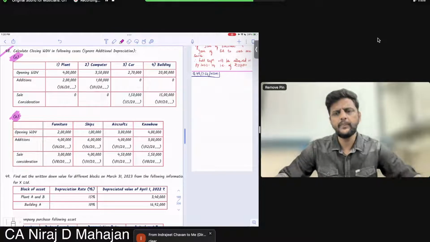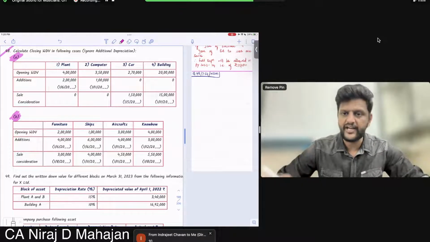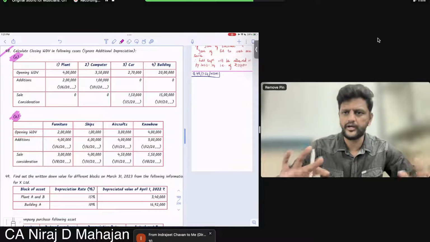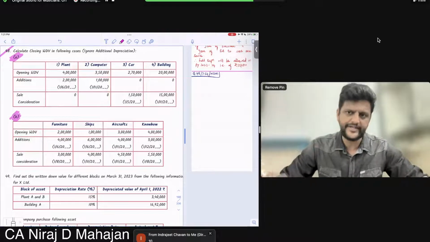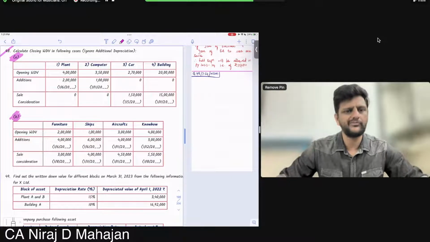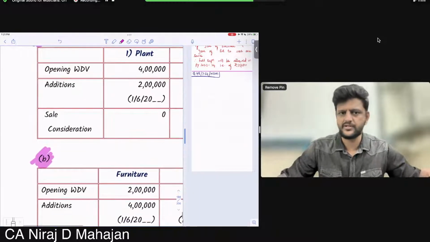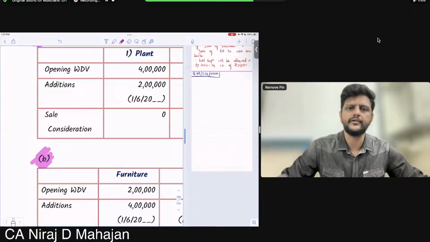And building. Now building obviously we will take it as used for business purpose, so the building will take 10%, car 15%, computer 40%, and plant also 15%. Now this is my normal full depreciation rate. Will it work? They're asking you closing WDV. What is the formula? Formula means opening, additions, sale, less depreciation. That is my closing WDV. Yes or no? Clear?